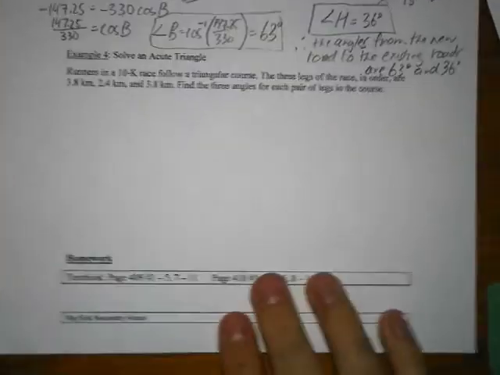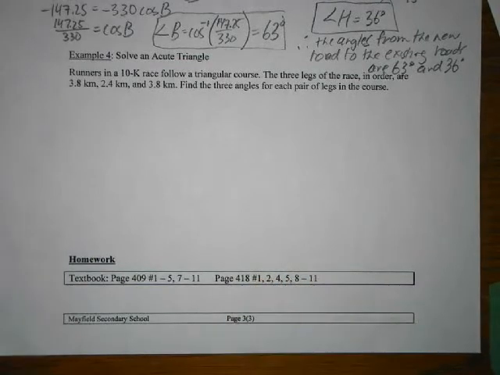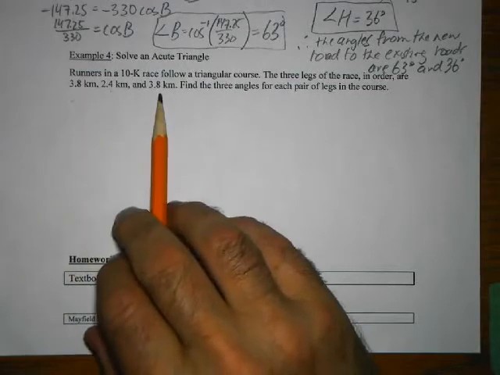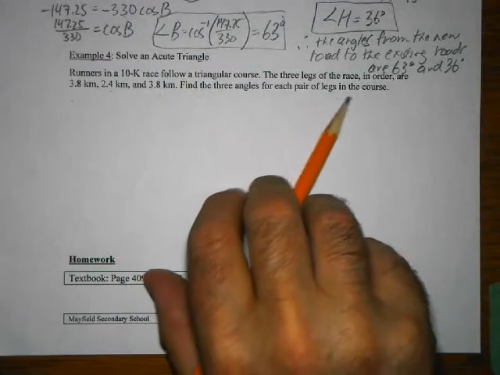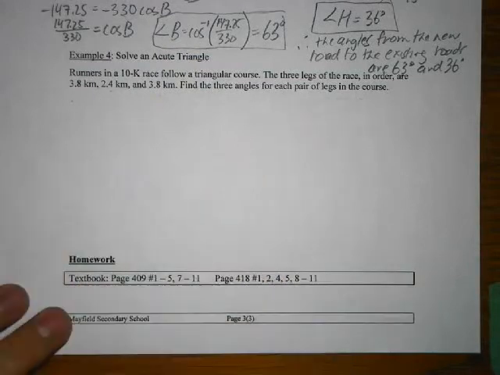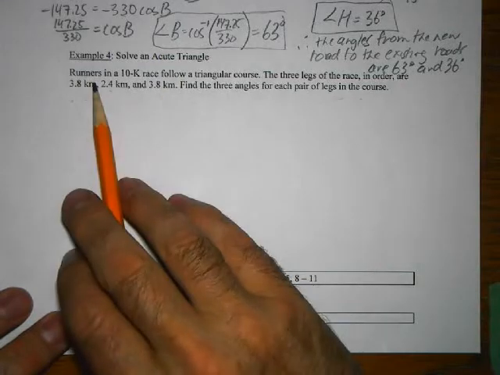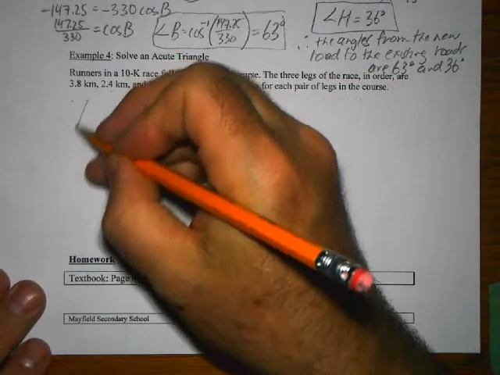Okay, one last question here. So no picture this time. We have to draw our own. Runners in a 10K race follow a triangular course. The 3 legs of the race in order are 3.8, 2.4, and 3.8 kilometers. Find the 3 angles for each pair of legs in the course. So hopefully when you look at this, you go, oh, look, 2 sides are the same. Okay, so that's an isosceles triangle.